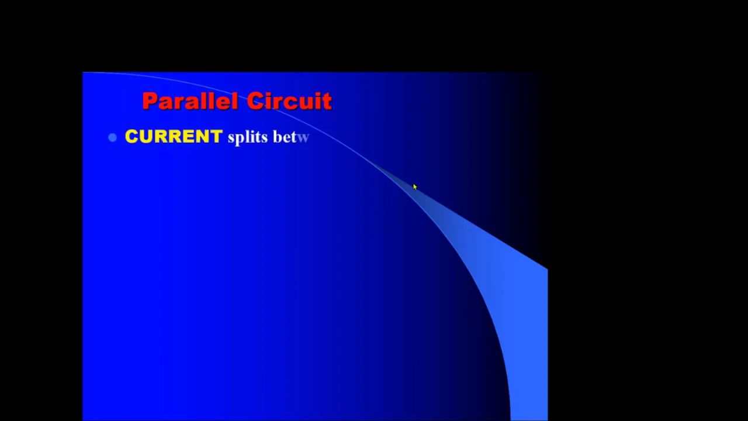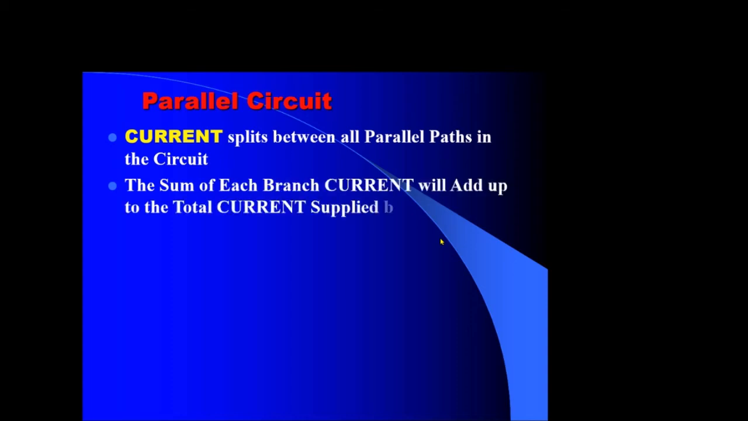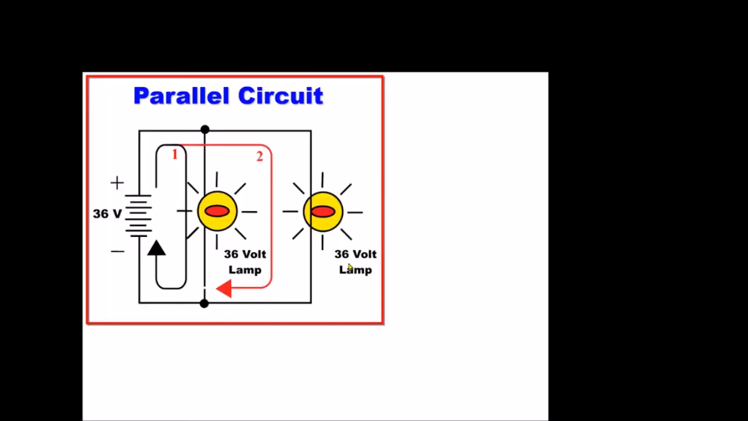Let's take a look at a parallel circuit. In a parallel circuit, current splits between all parallel paths in the circuit. The sum of each branch will add up to the total current being supplied by the battery itself. The voltage is equal across all parallel paths. Okay, so let's look at a simple parallel circuit.